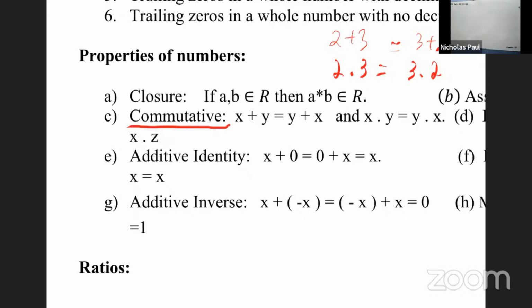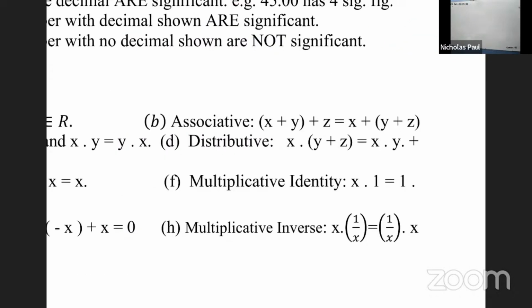All right? Quick question. 5 divided by 2. Is that commutative? No. Because 2 divided by 5 is not the same thing. Right? Only addition and multiplication are commutative. All right? Associative.